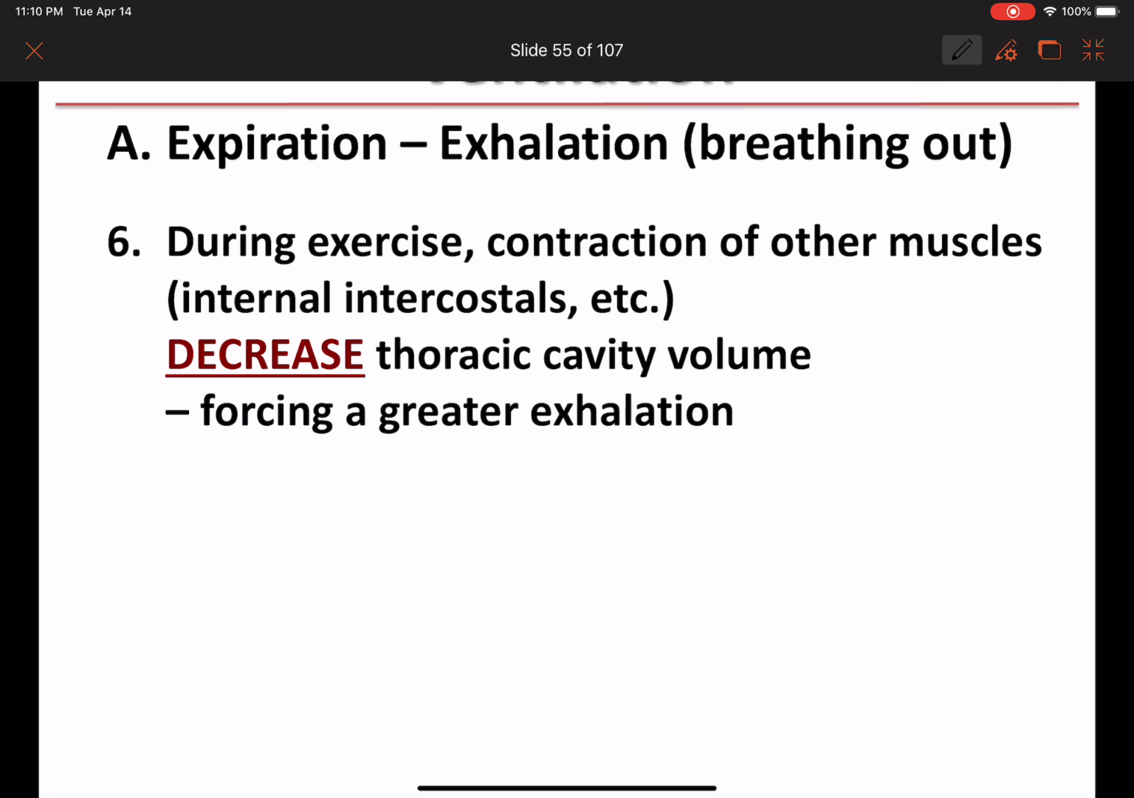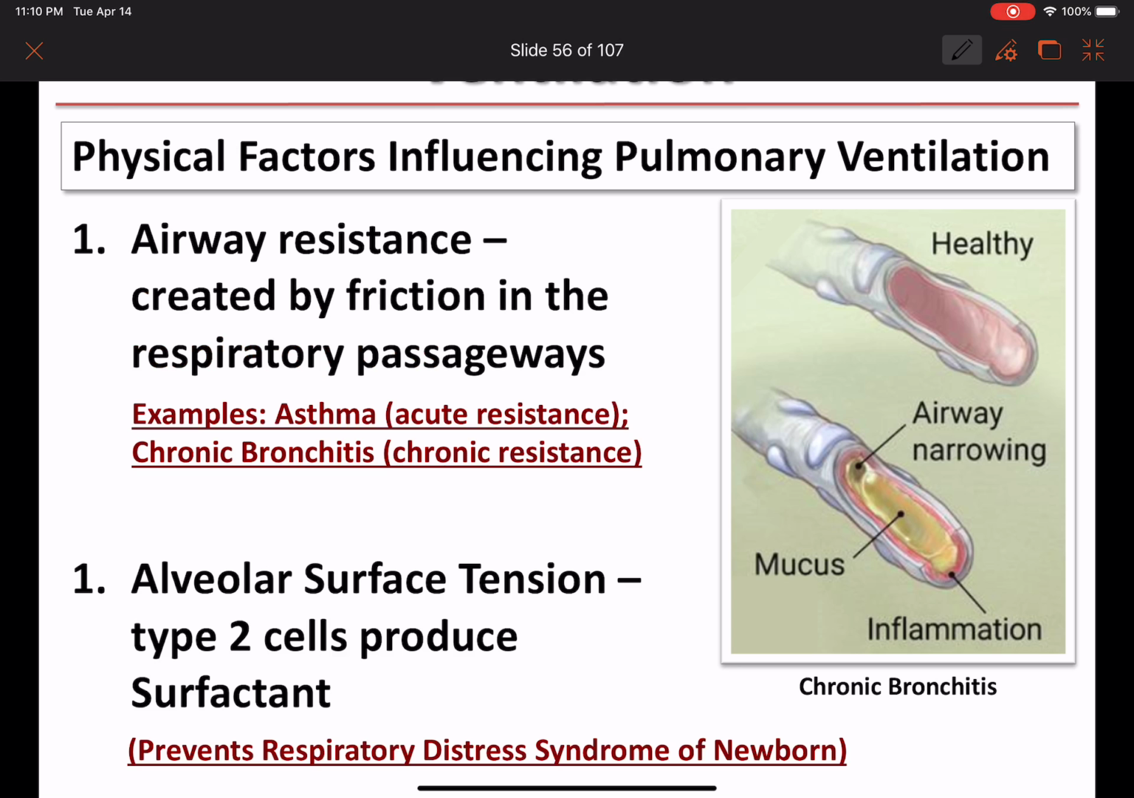Now, during exercise, you can have the contraction of other muscles, like your internal intercostals, also muscles of your abdominal cavity anterior wall, like your oblique muscles, can help in the process of further expelling air out if needed, all right? So again, these aid in creating a greater force of exhalation.